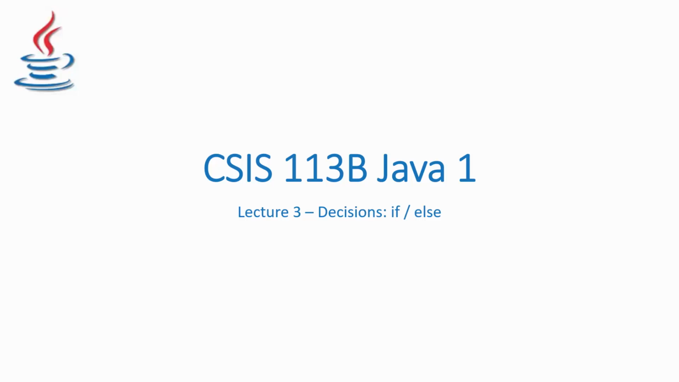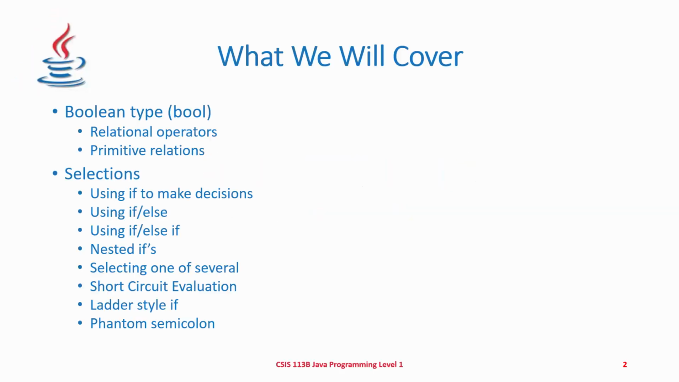Welcome to the CSIS 113B Lecture 3A, covering decisions, specifically the if-else decision clauses. Here's what we will be covering in this lecture. We'll start with a discussion on Boolean types, which is the true-false data type.